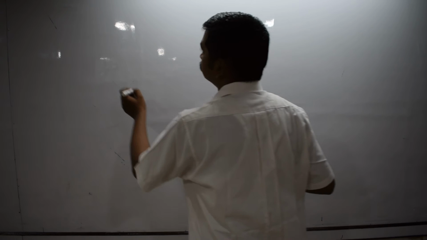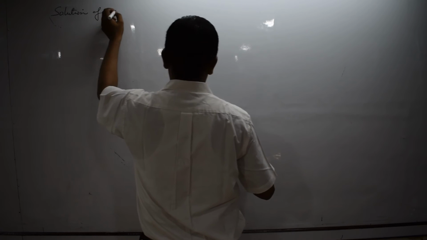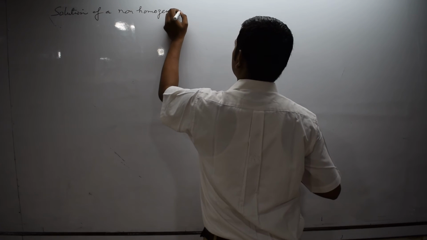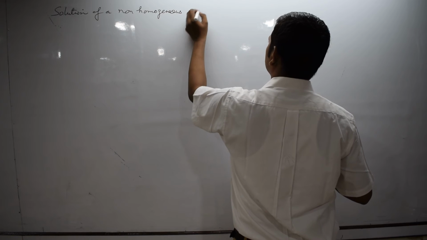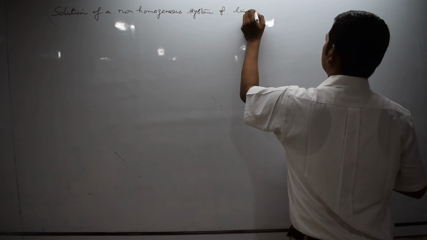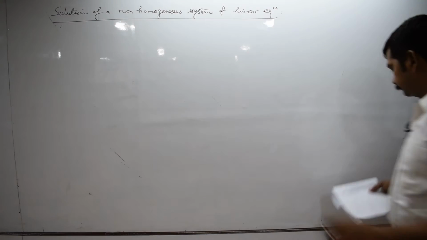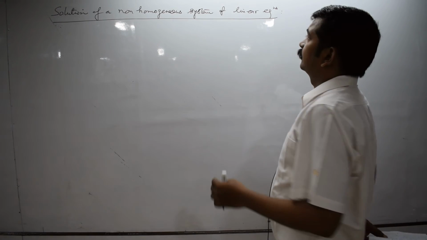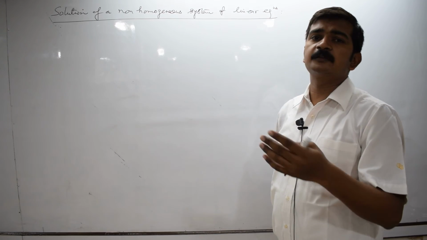Next topic is the solution of a non-homogeneous system of linear equations. Now, next topic is that we find the solution of a system of linear equations of two types. First is non-homogeneous, second is homogeneous.